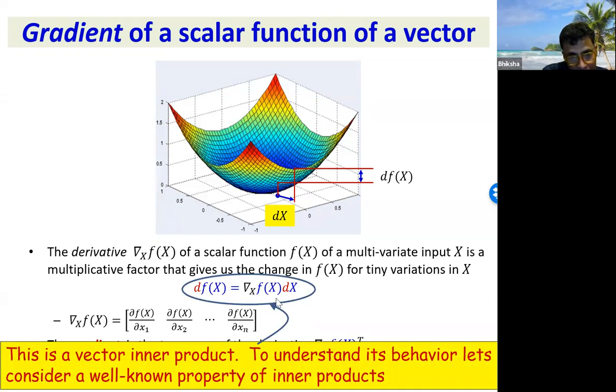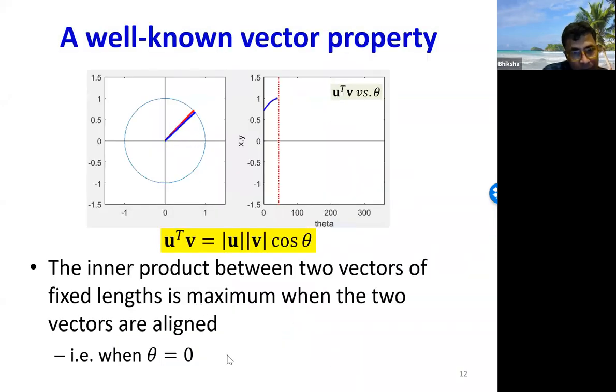This is a vector inner product. And so to understand its behavior, let's consider a well-known property of inner products. Suppose I have two vectors u and v. The inner product between u and v is magnitude of u times magnitude of v times cos theta, where theta is the angle between the vectors. So if I fix u and I keep rotating v, this is the inner product as the angle between the two changes. And you will find that the inner product is maximum when the two are perfectly aligned, because at that point, theta is going to be 0, right?